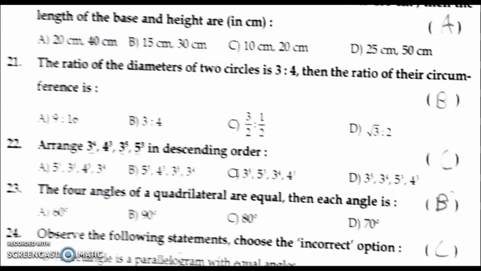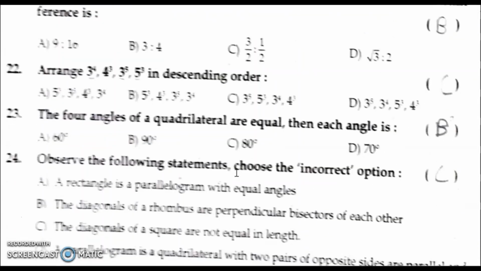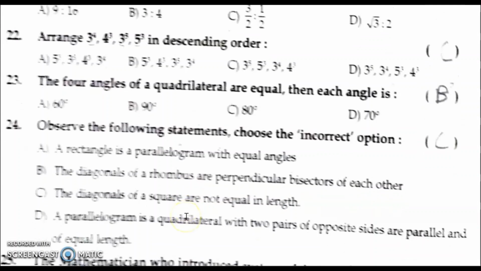Observe the following statements. Choose the incorrect option. A rectangle is a parallelogram with equal angles. Diagonals of a rhombus are perpendicular bisectors of each other. The diagonals of a square are not equal in length. A parallelogram is a quadrilateral with two pairs of opposite sides parallel and of equal length.